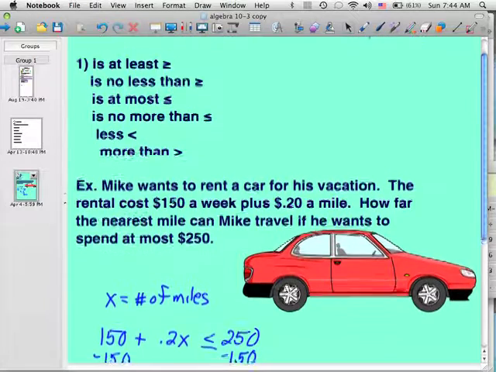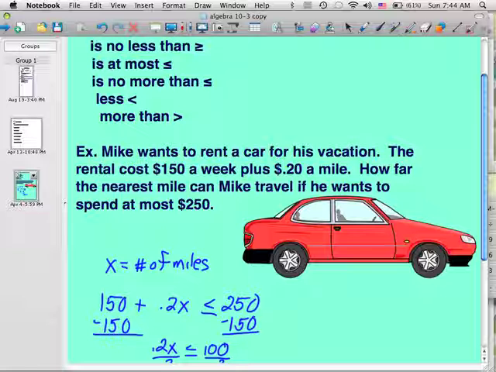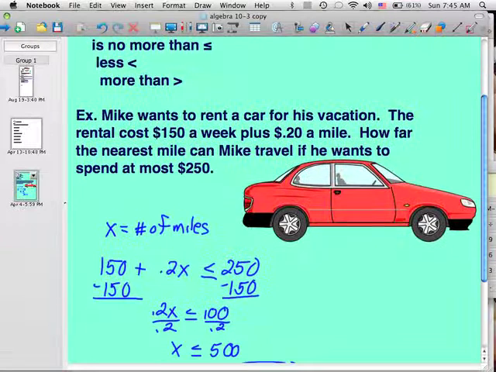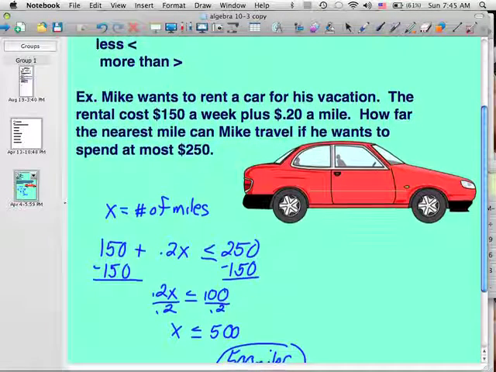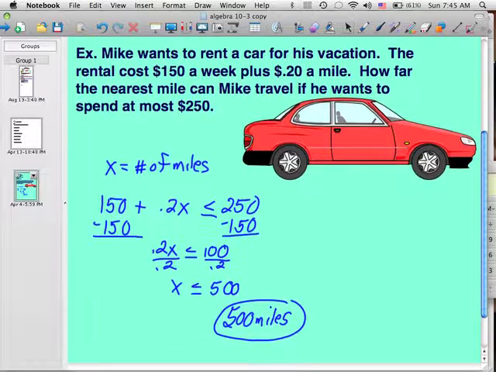So x would represent the number of miles he could drive, and here's our equation: 150 plus 20 cents for every mile he drives, so 0.2 times x. And he doesn't want to spend any more than $250, so at most is less than or equal to $250. So we solve the inequality: subtract 150 from both sides. We get 0.2x is less than or equal to 100, divide by 0.2, and we end up with x is less than or equal to 500. So at the most he can drive 500 miles.